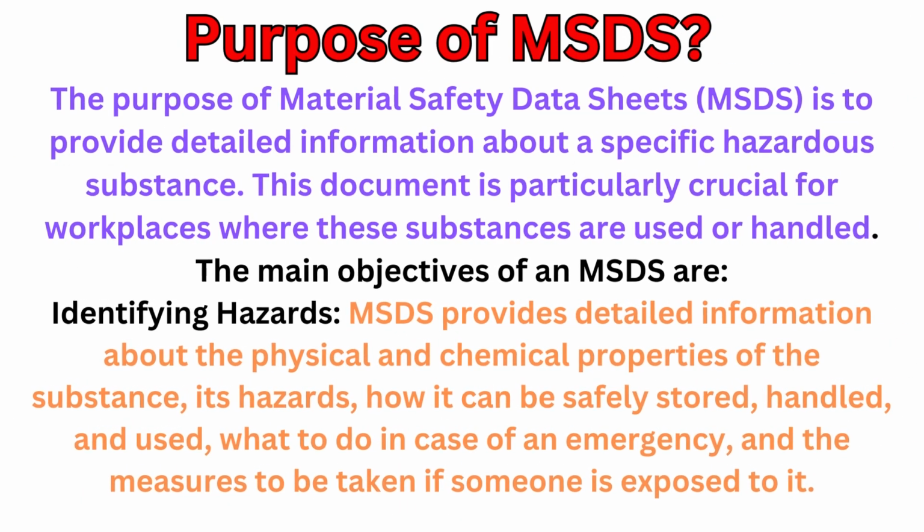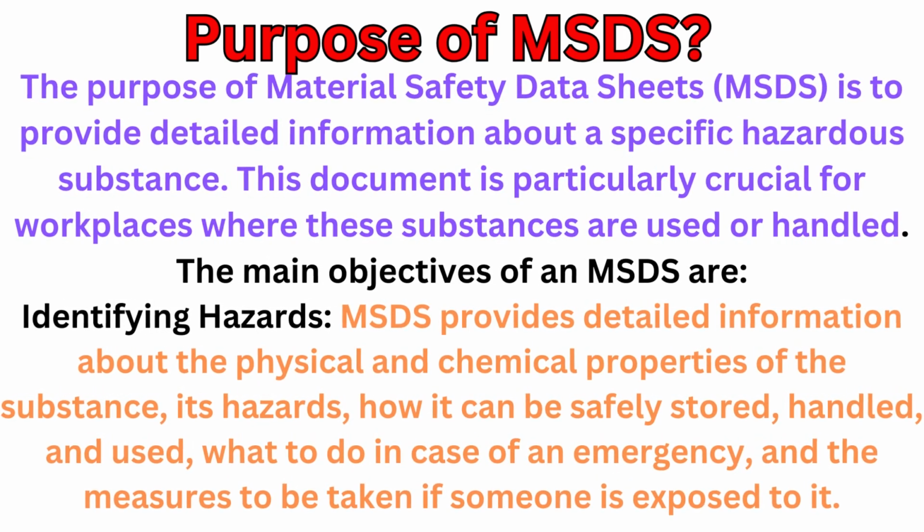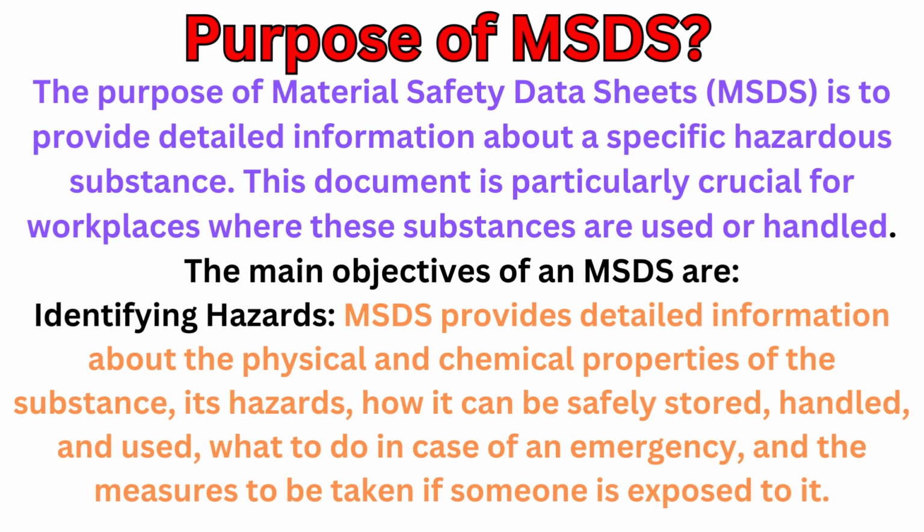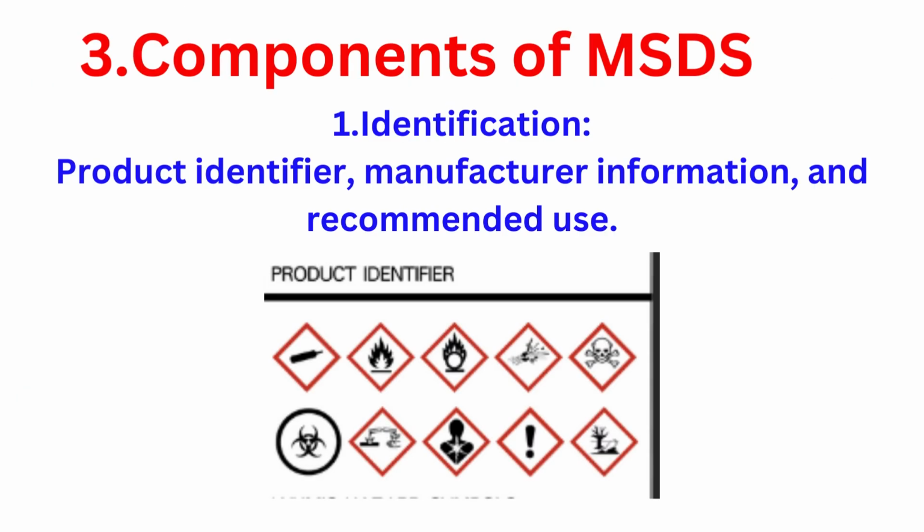Purpose of MSDS. The purpose of Material Safety Data Sheets, MSDS, is to provide detailed information about a specific hazardous substance. This document is particularly crucial for workplaces where these substances are used or handled. The main objectives of an MSDS are: identifying hazards. MSDS provides detailed information about the physical and chemical properties of the substance, its hazards, how it can be safely stored, handled, and used, what to do in case of an emergency, and the measures to be taken if someone is exposed to it.